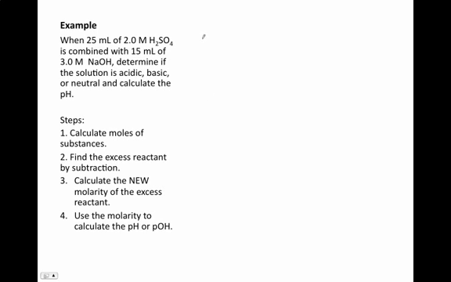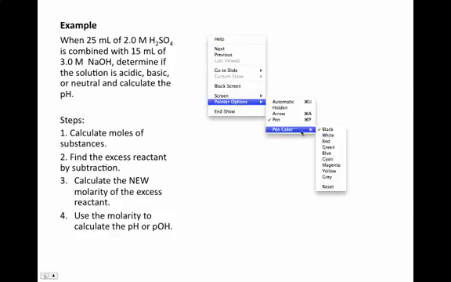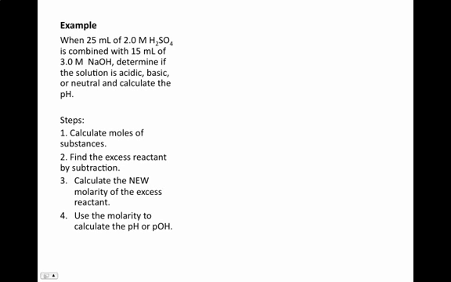So again, we're going to do our acids and our bases. I'm going to underline everything for the acid in red. So our acid is H2SO4, and we have 25 milliliters of it, and it's 2 molar. So we have moles of acid. Remember, we take our molarity, which is 2.0 molar, times our volume, which is 25 milliliters, times our number of acidic protons, and in this case it is 2.